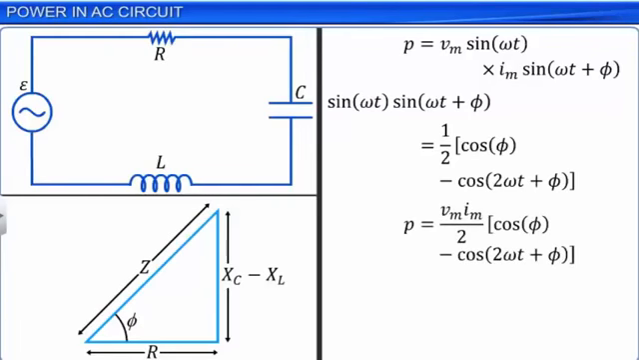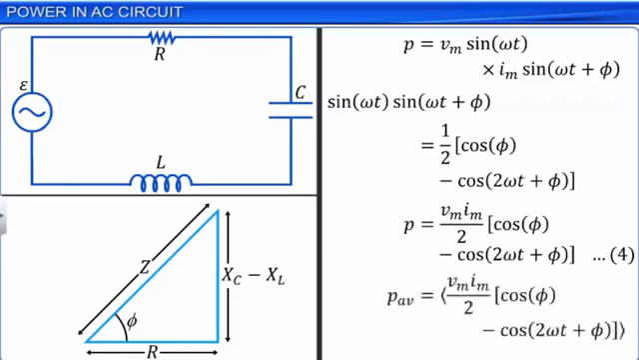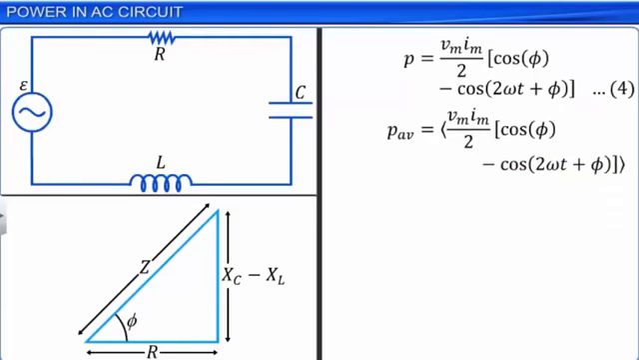The average power dissipated over a cycle is given by the average of the right-hand side of the equation 4. Here, only cos(2 omega t plus phi) is time dependent. However, its average over an entire cycle is 0, as the average value of a cosine function over a complete cycle is 0. Hence, the average power PAV is equal to Vm Im by 2 into cos phi. Let this be equation 5.